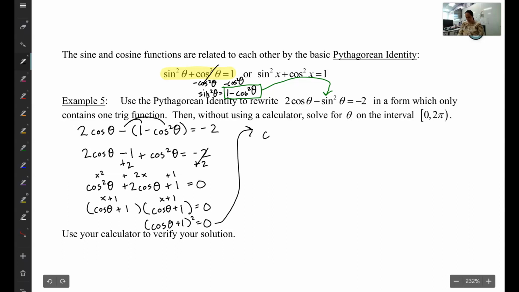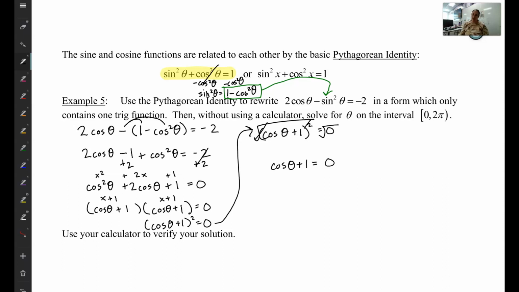So far we've got that. I'm going to copy it down right up here. Cosine of theta plus 1 squared equals 0. Square root next. So I have cosine of theta plus 1 equals 0. Don't have to do plus or minus on that root because it's 0. You don't really have plus or minus 0. Subtract 1. So now I've got cosine of theta equals negative 1.